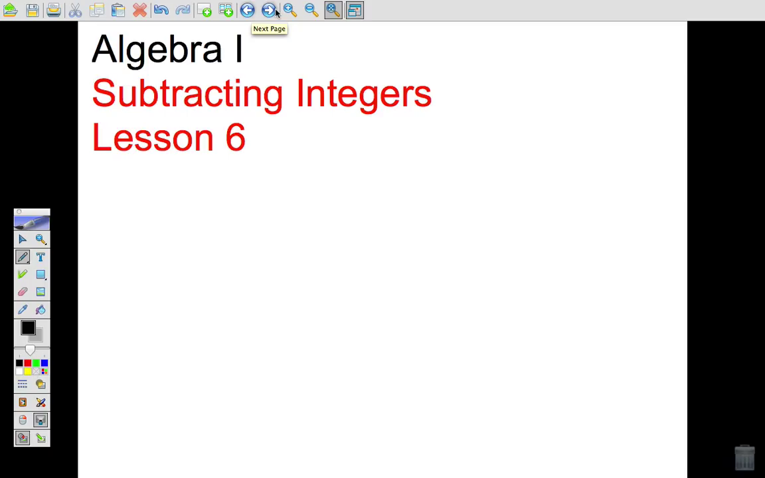Okay, in lesson 6, we've already talked about adding integers, that a negative plus a negative is negative, and you add the two numbers together. And if you're adding a positive and a negative, you take the difference between the two numbers and it carries the sign of the bigger. Okay, we're continuing with this lesson, and this is subtracting integers.